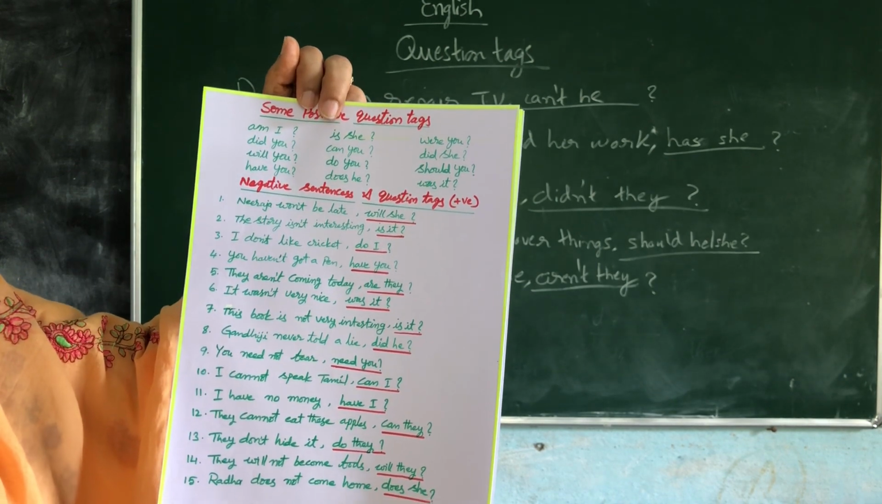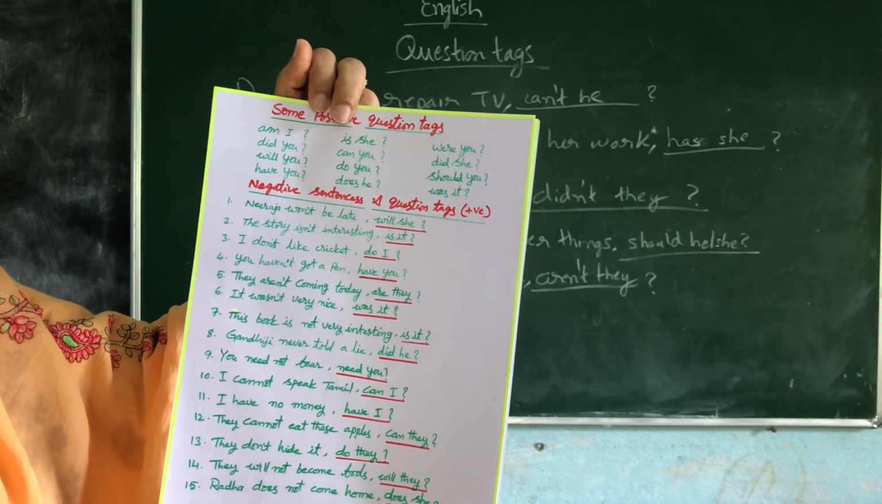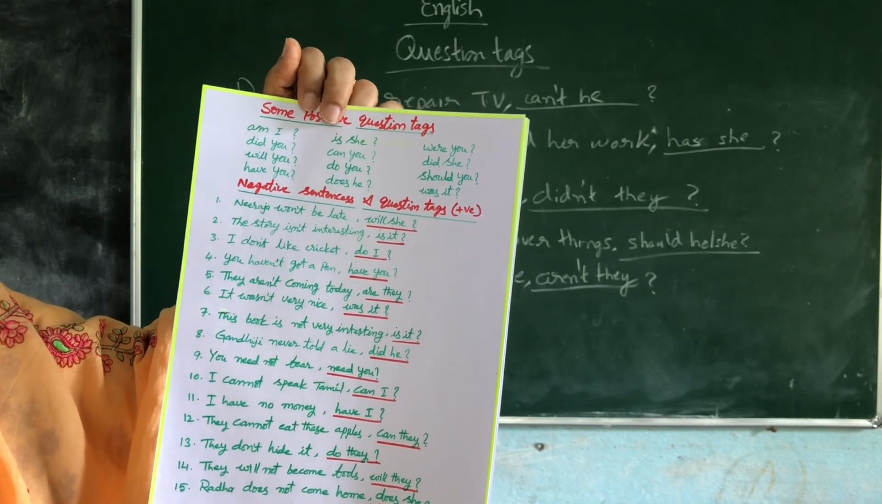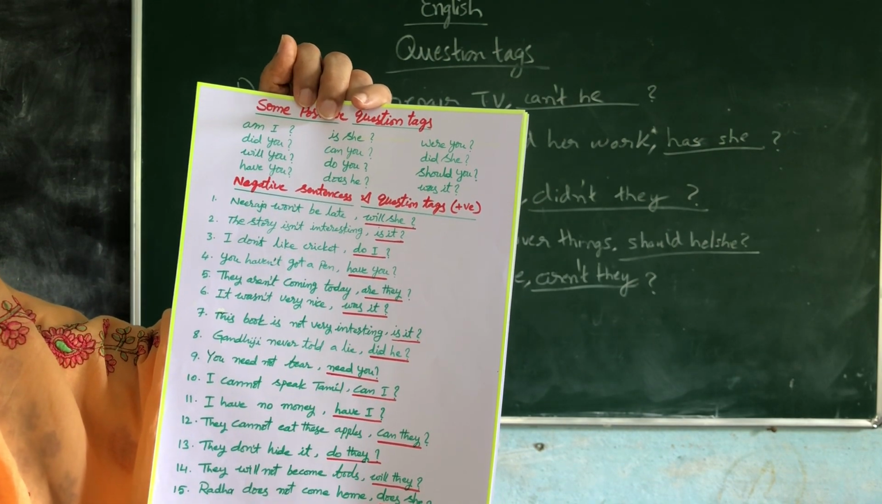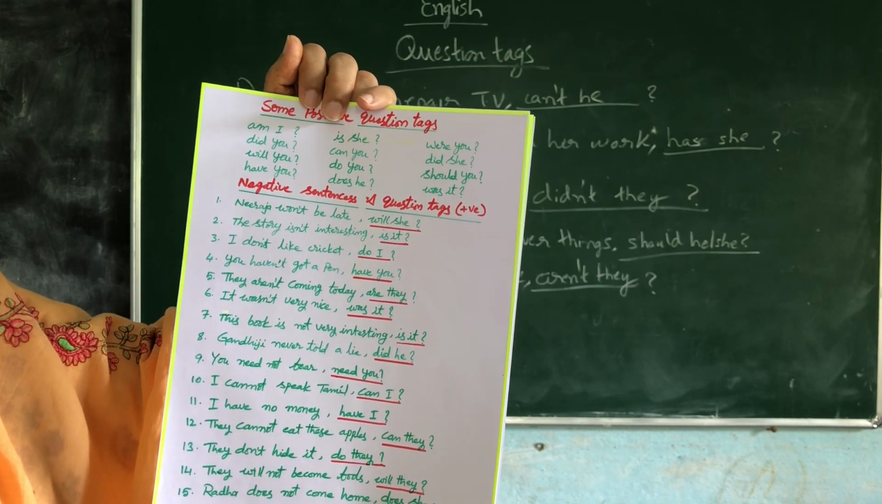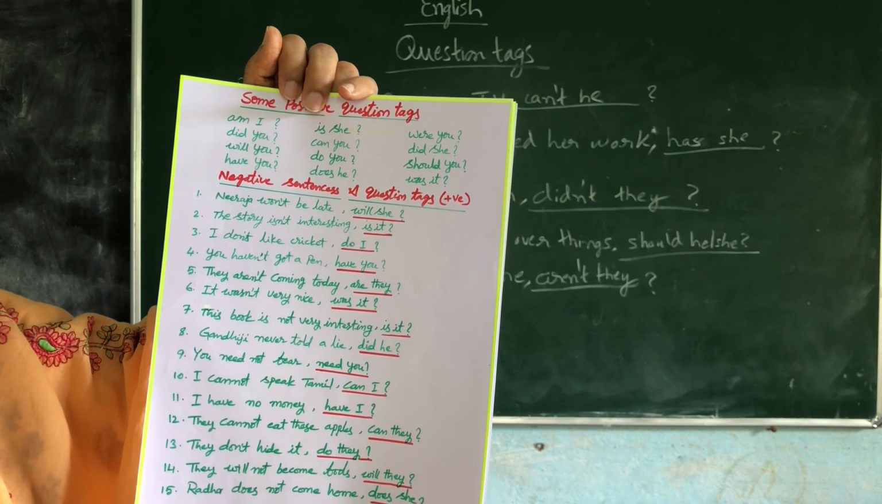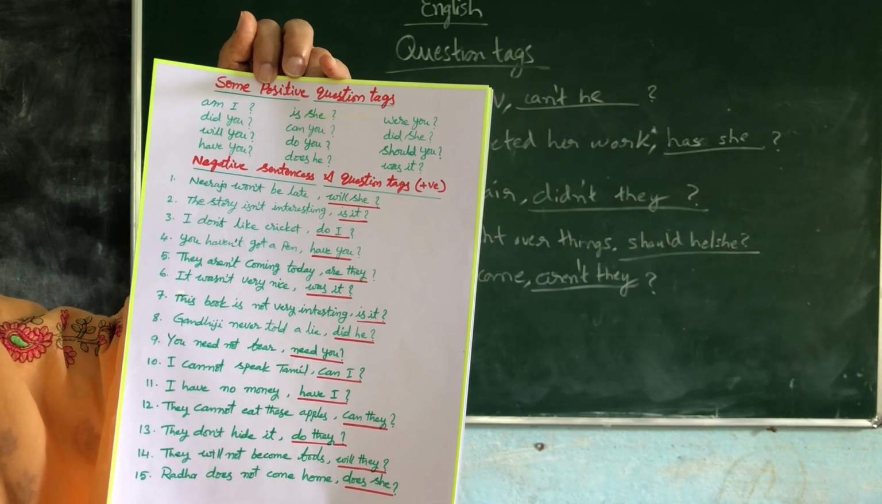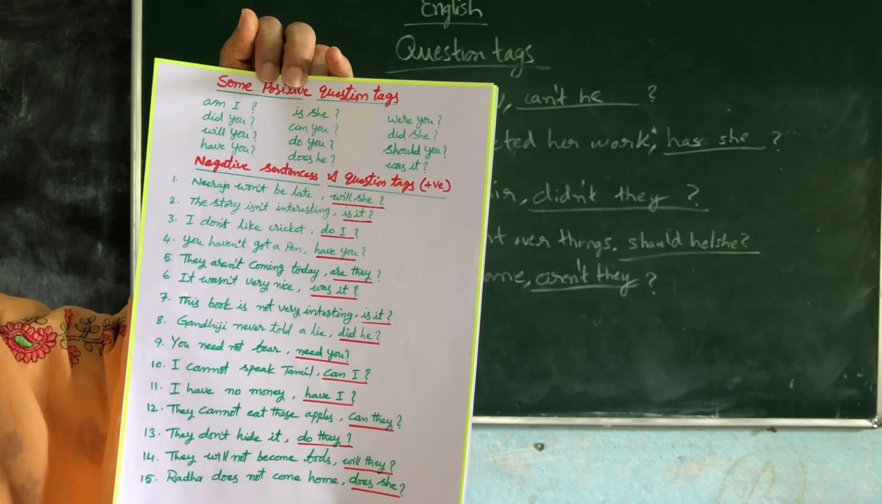Like, see examples. Neeraja won't be late, will she? The story isn't interesting, is it? I don't like cricket, do I? You haven't got a pen, have you? They aren't coming today, are they? It wasn't very nice, was it? This book is not very interesting, is it? Gandhiji never told a lie, did he?